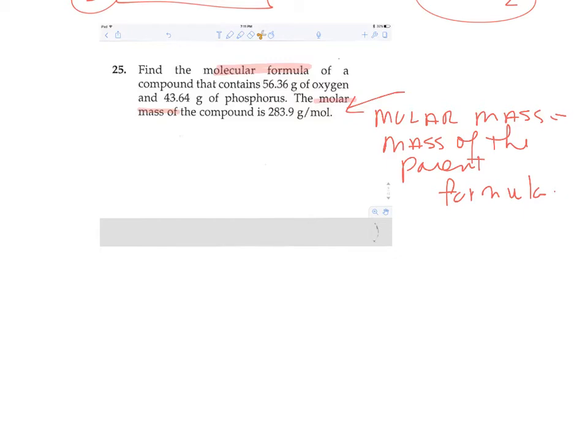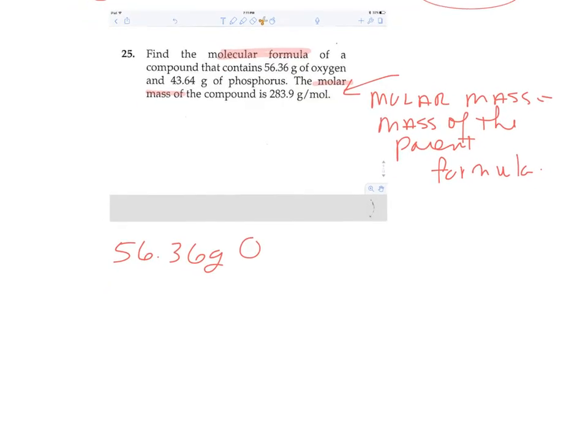So let's get started. I'm starting with 56.36 grams of oxygen. And again, oxygen is not diatomic in this case because we're finding it as part of a compound. I'm going to turn that into moles. 1 mole of oxygen weighs 16 grams.